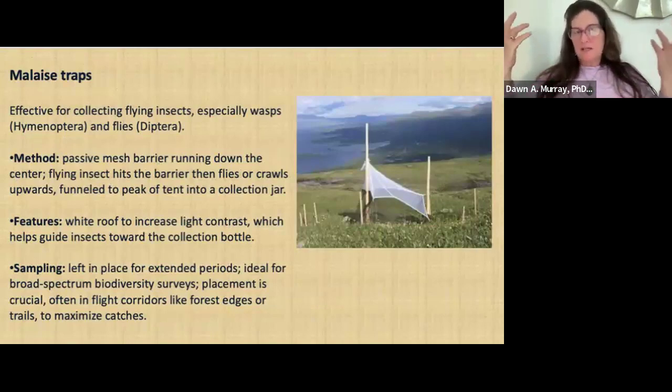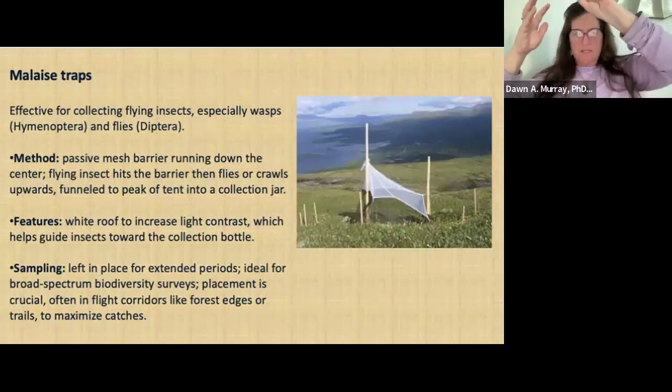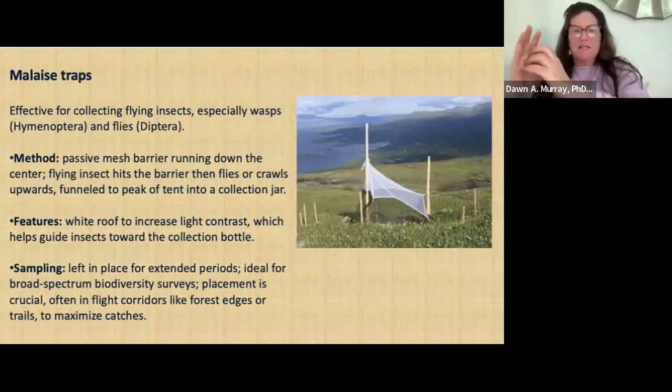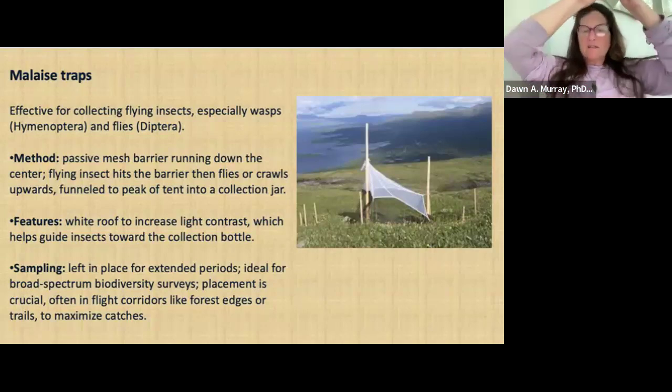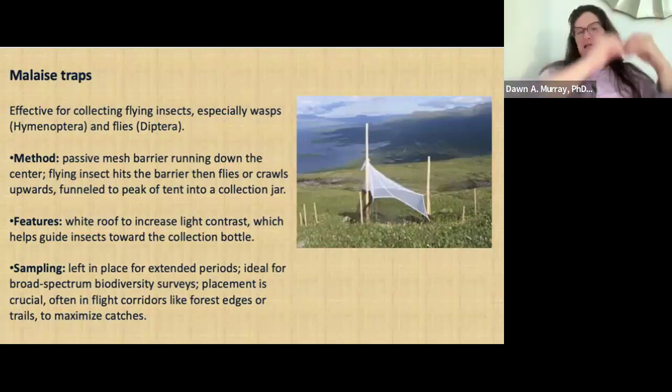A lot of wasps, the Hymenoptera, are really, really abundant. A lot of flies, Diptera, hit it, and they get pushed up into the center, and then they crawl upwards to try to get out, because most of them do. They don't crawl down, they crawl up, and they're funneled to the peak of the tent that has a collection jar in it. This white roof increases the light contrast, which helps guide the insects towards that collection bottle.